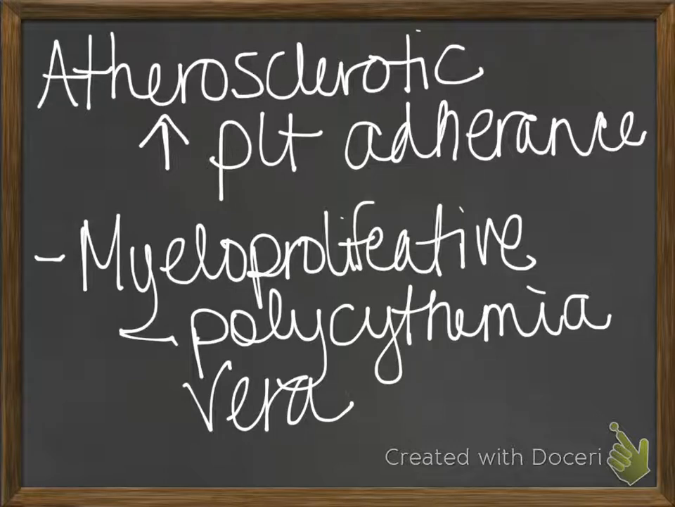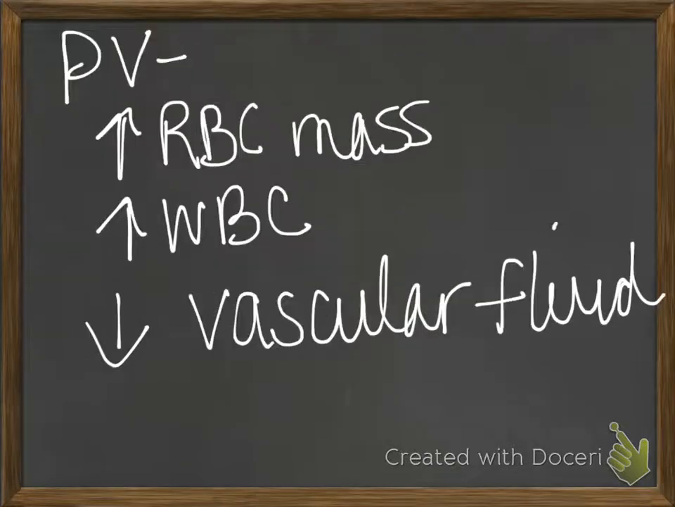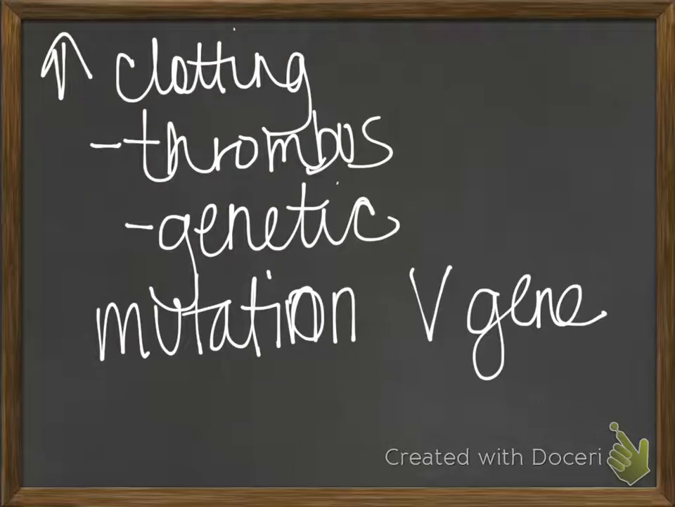The next one are myeloproliferative disorders, and the main one that we're going to talk about is polycythemia vera. And that is basically an increase in our red blood cell mass, increase in our white blood cells, and a decrease in our vascular fluid. So we've kind of lost the fluid that those things are floating around in, and now our blood becomes thick and sticky and just not conducive to life.